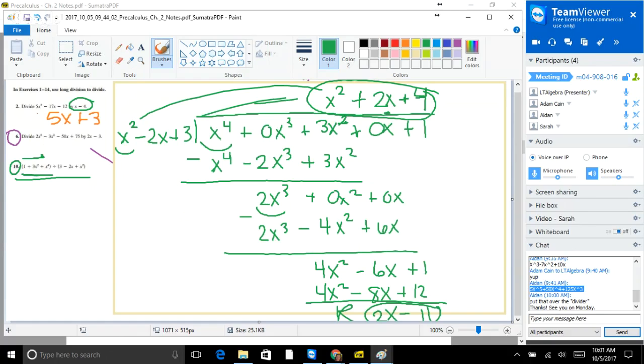Yeah, you should be able to do basically through 13. You might end up with some remainders. Yeah, you should be able to do through 13.